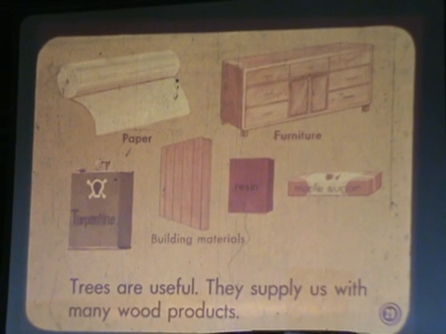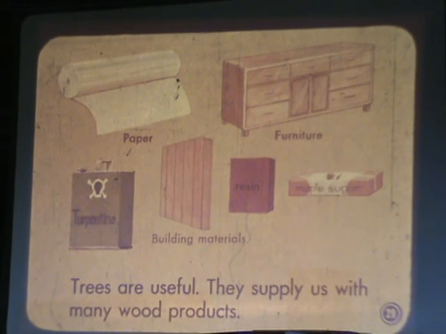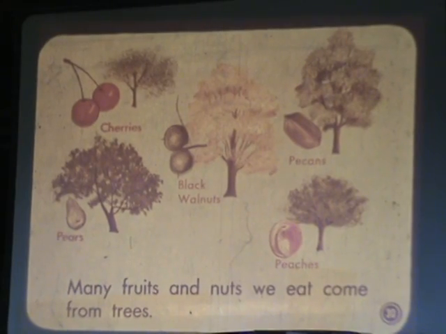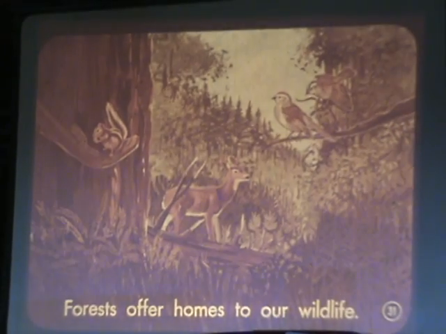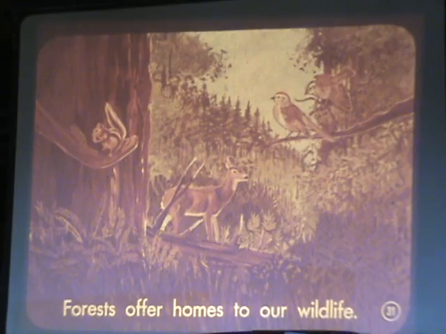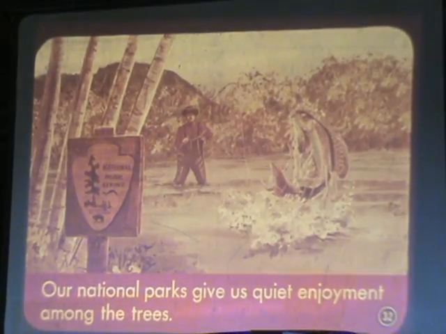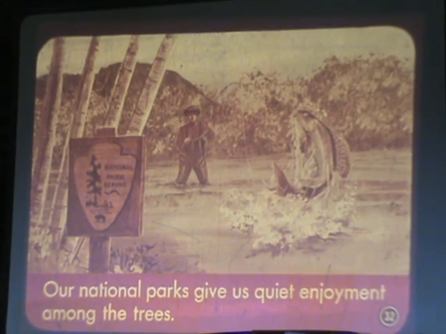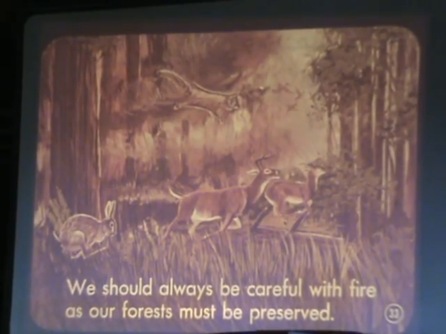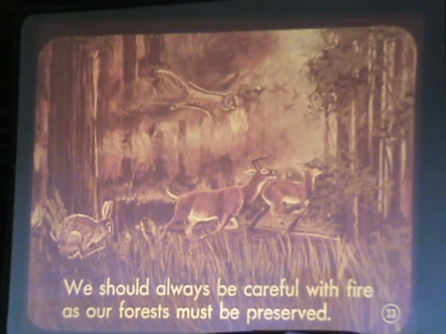Trees are useful. They supply us with many wood products, like furniture, paper, turpentine, building materials, resin, and even maple sugar. Many fruits and nuts we eat come from trees, like cherries and pears, black walnuts, pecans, even peaches. Forests offer homes to our wildlife. Our national parks give us quiet enjoyment among the trees. We should always be careful with fire, as our forest must be preserved.